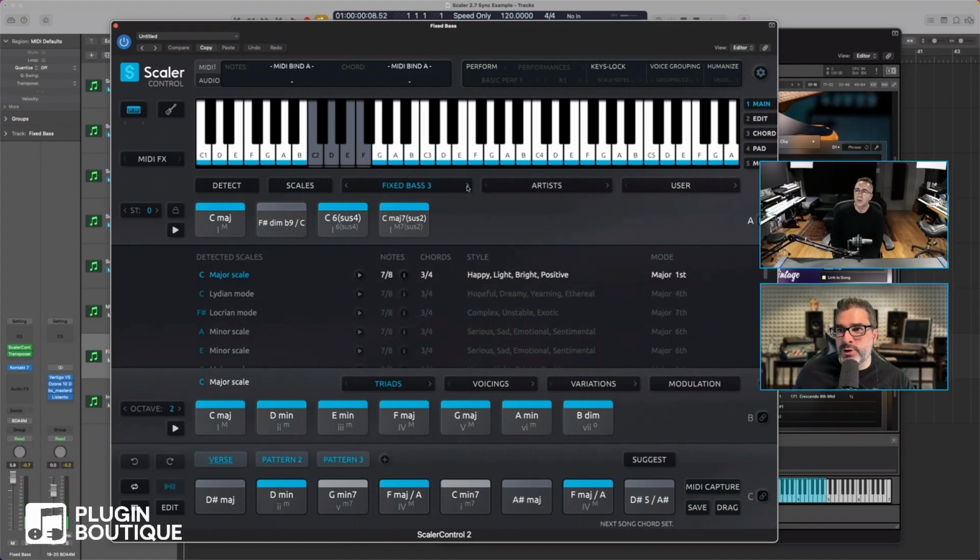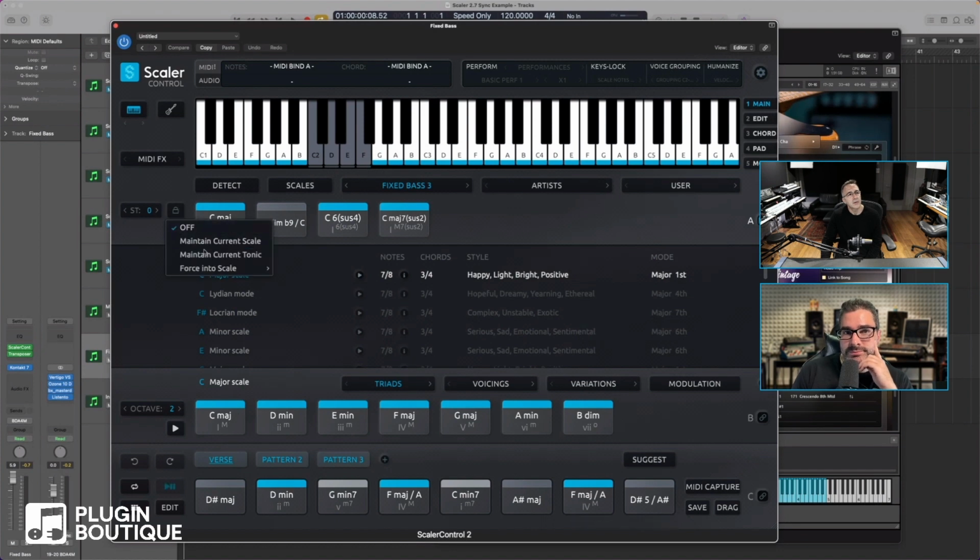Hey, David, I got a quick question about that. If I use that force into scale feature when I'm using a fixed bass preset, will it keep that fixed bass, or will it change it? Well, that's a good question, because in voice grouping, it'll change it, because voice grouping moves the voices around.